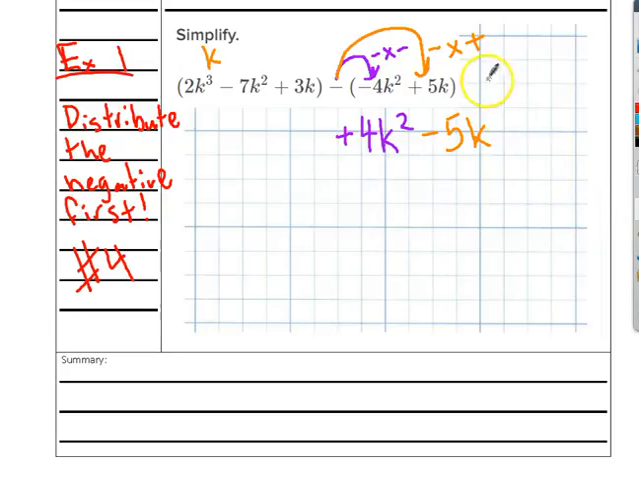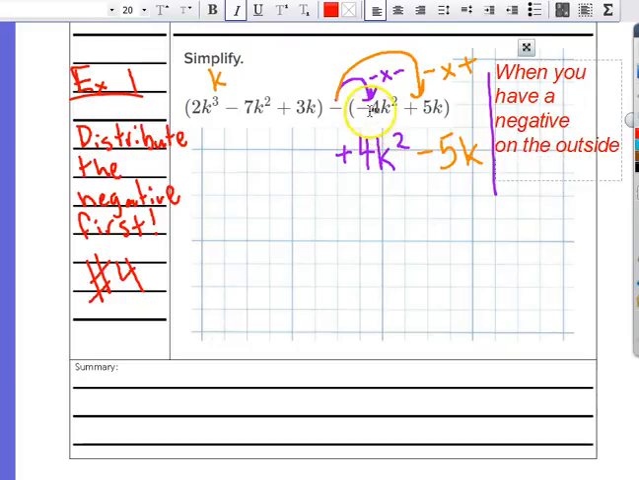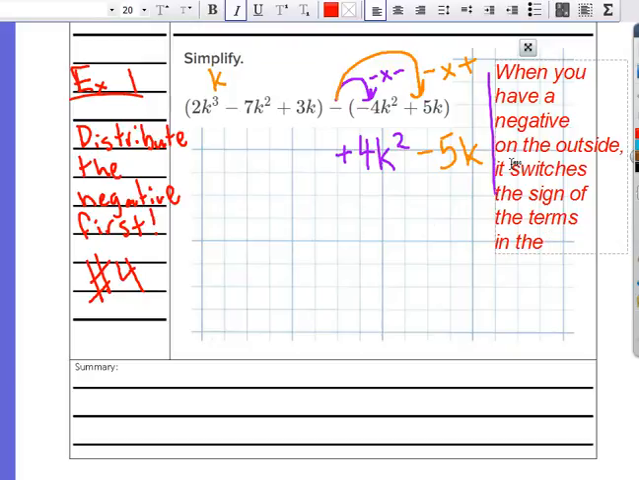Let's summarize that really quick. When you have a negative on the outside, what does that do? The minus 4k squared turned into positive 4k squared, and positive turned into negative. How would you describe that? Negatives turned into positives, and positives turned into negatives. When you have a negative on the outside, it switches the sign of the terms that are in the parentheses.